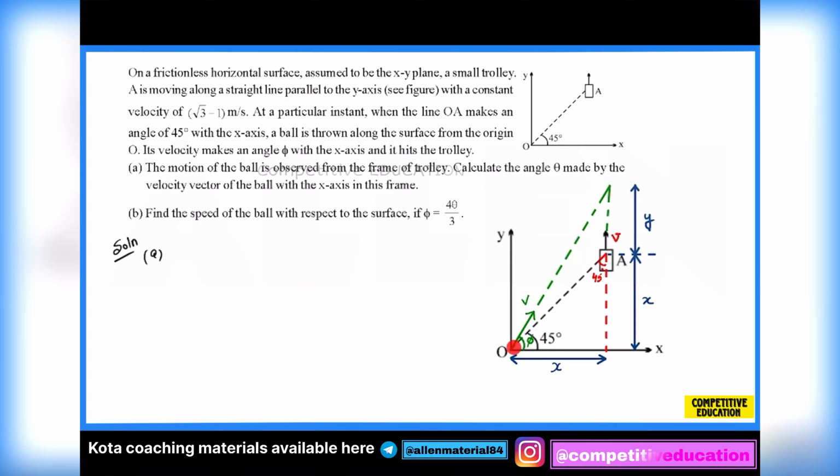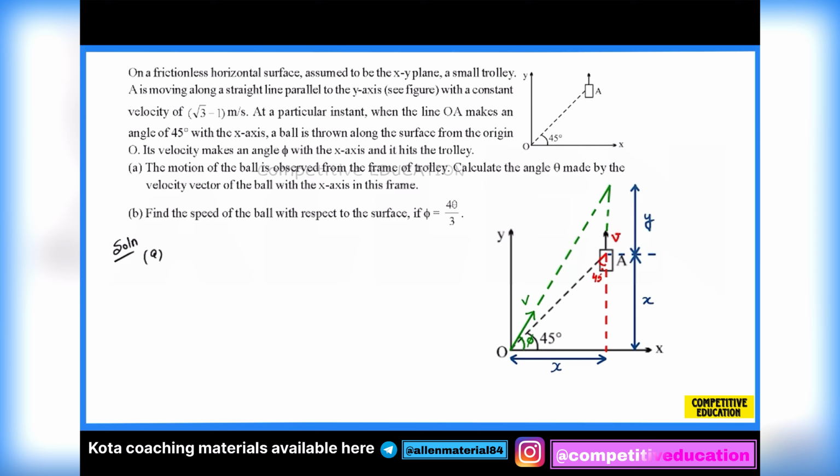Now look at this triangle. In this triangle, this angle is given as 45 degrees, so this will also be 45 degrees. I am assuming this distance to be x, that is the horizontal distance of this trolley from the origin. If this is 45 and this is 45, it is an isosceles triangle, so if this is x, this will be x. And I am assuming that the trolley moves a distance y when it gets hit by the ball. So this distance I have assumed as y.